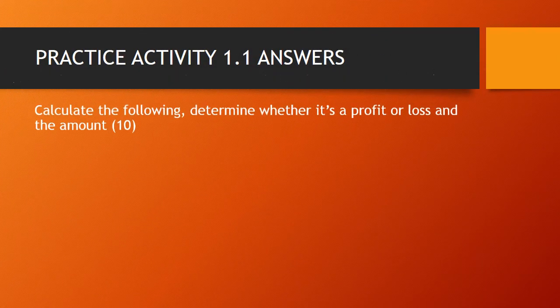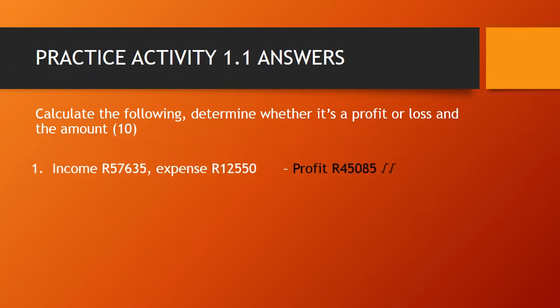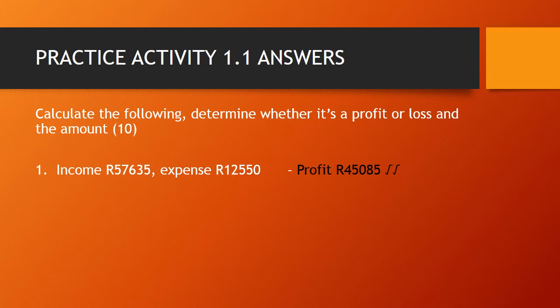Before we get started with the personal statement of net worth, we are quickly going to go over answers of practice activity 1.1, which was in the previous EMS video. You needed to calculate to determine whether the business has made a profit or a loss. In number 1, we can see that the income is more than an expense, hence the answer is profit of 45,085 rand for 2 marks.